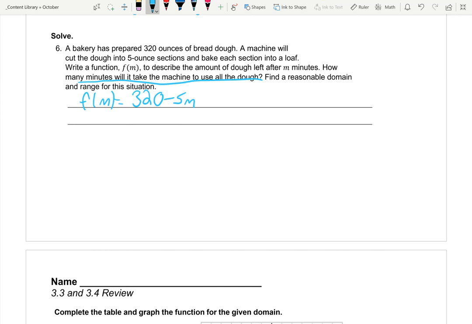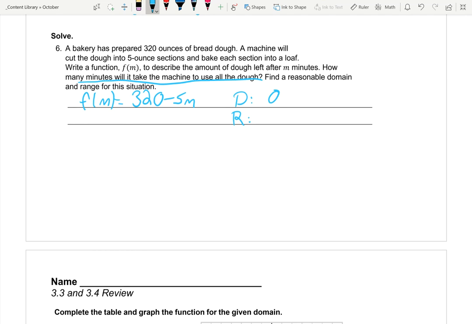But find the reasonable domain and range. That's the part that I really want to focus on here. Domain and range. So domain is reasonable x values that we could plug in. Now in this case, we're talking about time. So really our domain can be any amount of time. Now, I will say that this domain is dependent upon the answer you got in the last part, where the minutes was 64 minutes, I believe. Because our domain is about minutes, right? Our x values are our minutes.